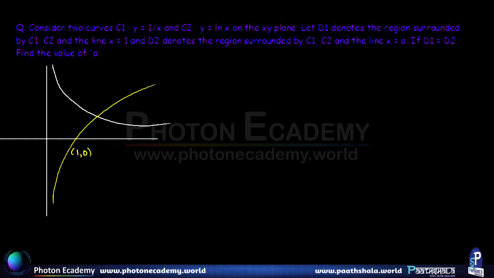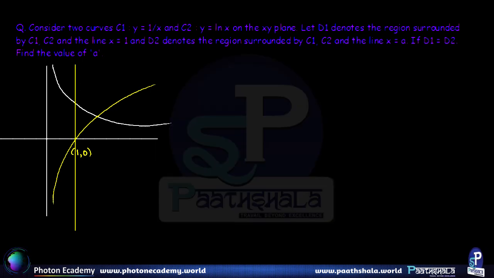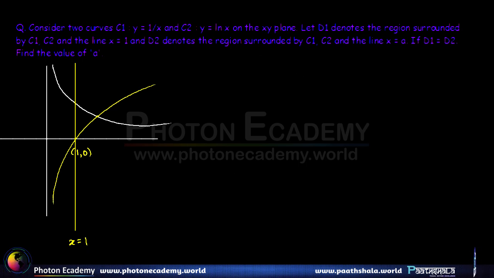Let D1 denote the region surrounded by C1, C2 and the line x equal to 1. Okay, so it's just this line x equal to 1. Let's draw it. Yeah, this is that line x equal to 1, and we don't know the point of intersection of C1 and C2. We don't have a method of finding it in this case, so let's just assume it to be some alpha.